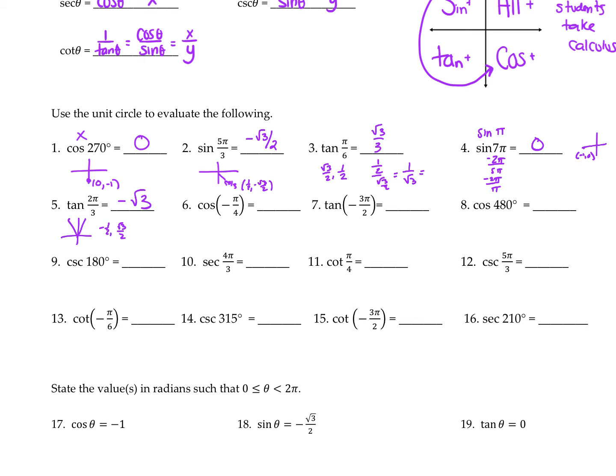Cosine of -pi over 4. So -pi over 4 would be here. So cosine would be -√2 over 2. All right, tangent of -3 pi over 2. Well, that would be up here, and that coordinate is (0, 1). And so that means if tangent is y over x, that'd be 1 over 0, which is undefined.